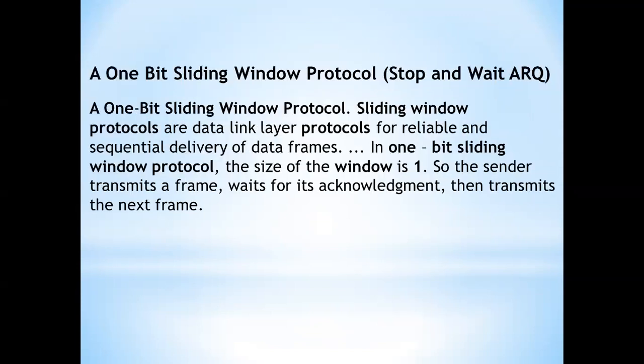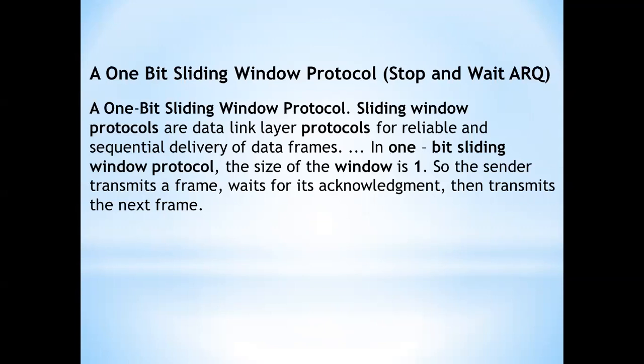Next is the 1-bit sliding window protocol. This protocol is called 1-bit because the maximum window size is equal to 1. It uses the stop and wait technique which we have discussed previously. The sender sends one frame and waits to get its acknowledgement, and the sender transmits the next frame only after receiving the acknowledgement of the earlier frame. So the 1-bit sliding window protocol is also called a stop and wait protocol.